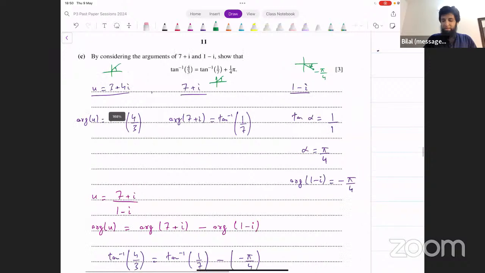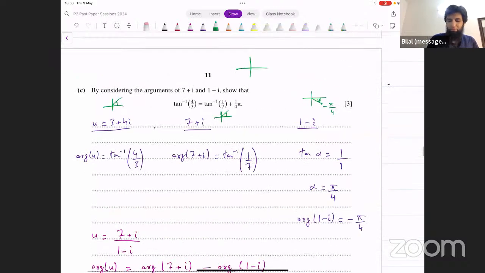If the argument is in the second or third quadrants, for the second quadrant, if it was here, you would find the basic angle, and then that angle will be pi minus alpha, whatever the basic angle is. In the second quadrant, that's what you do. If it's in the third quadrant, you find the basic angle again, but here you go in the negative direction, and that will be minus pi plus alpha, the argument.